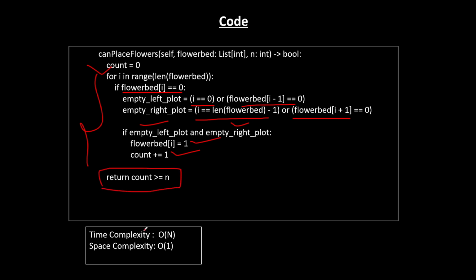That's all. Now, the time complexity for this is O of n. The reason being, we are looping through the flower bed of size n, and space complexity is O of 1 because we are not using any kind of data structures to store the answer. We are just returning a constant space variable. That's why.